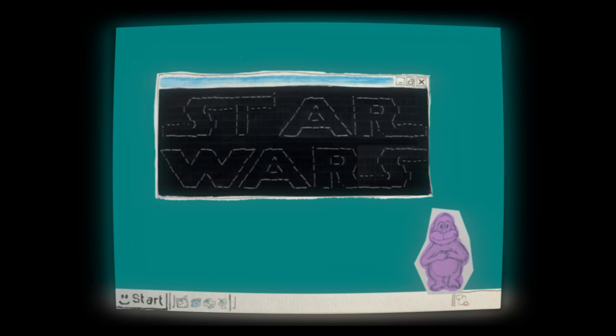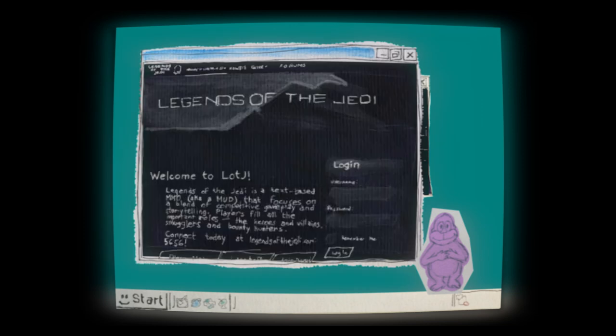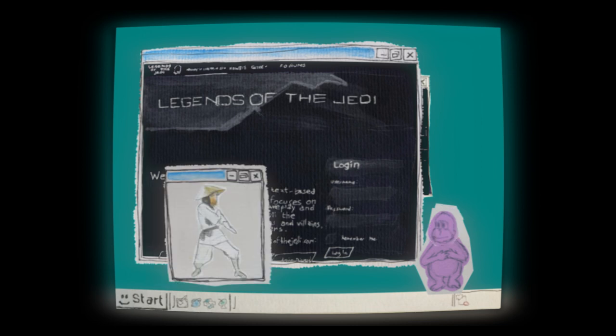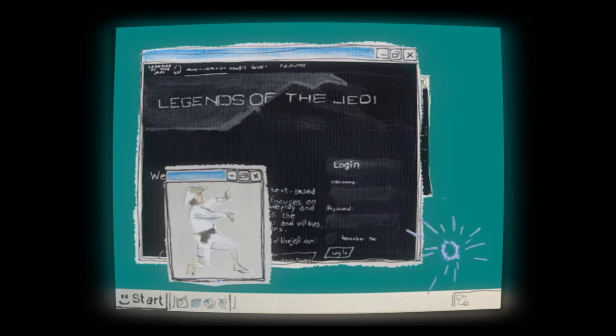I was first turned on to MUDs by a few of my friends who were playing on one called Star Wars: Legends of the Jedi, which somehow still exists. It was unique in a lot of ways. Admins could see all player interactions and enforce roleplay, which meant you had to stay in character at all times. Break character, and an admin would sometimes literally bring down the thunder on you.